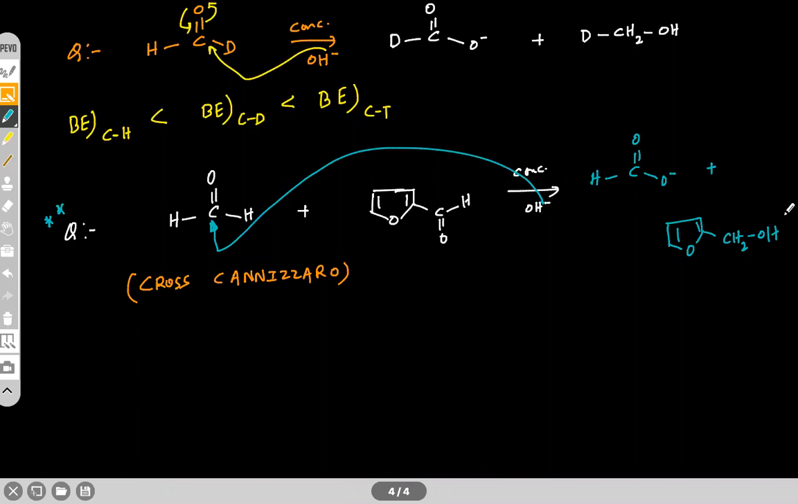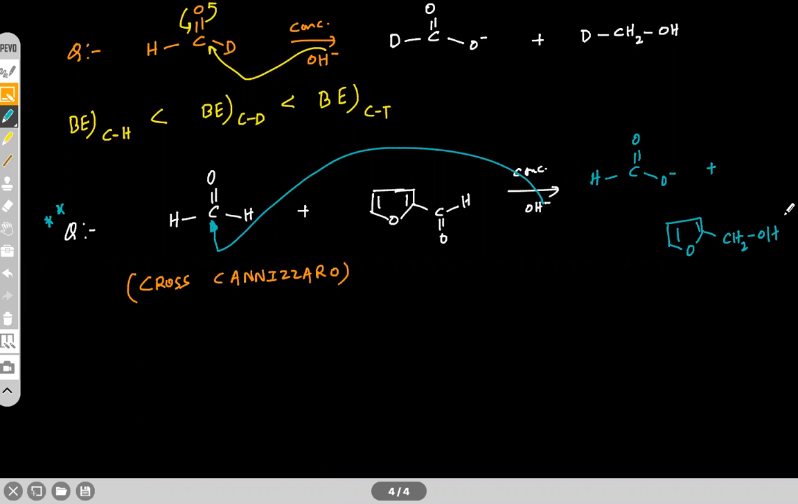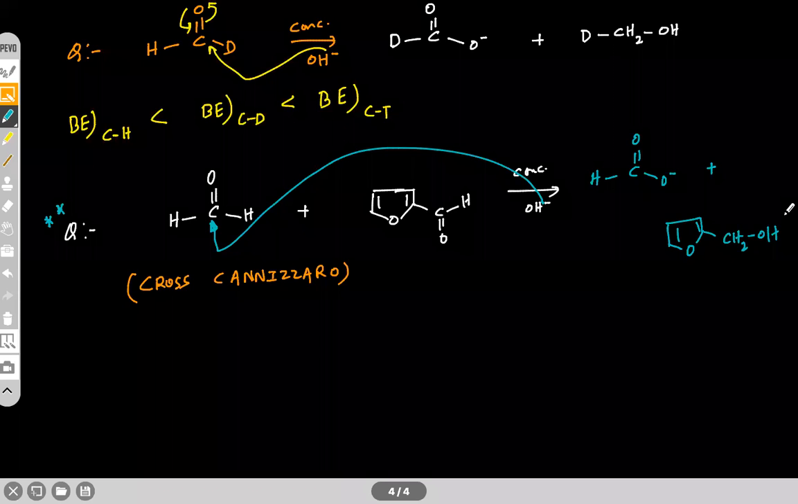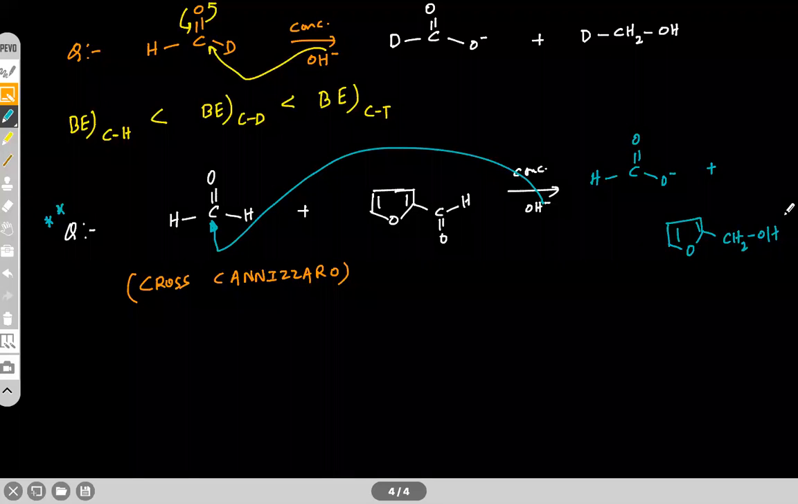Write down this note here. When formaldehyde is present as one of the aldehydes, then OH minus, or the base, attacks on formaldehyde and gives the oxidized product.